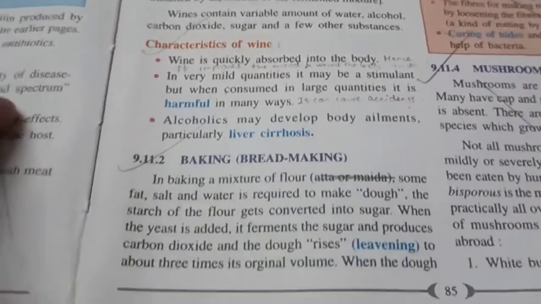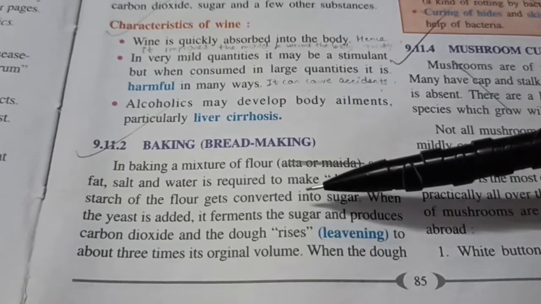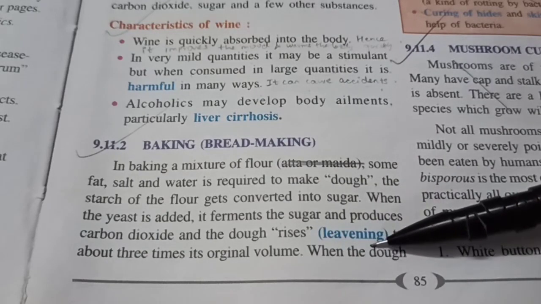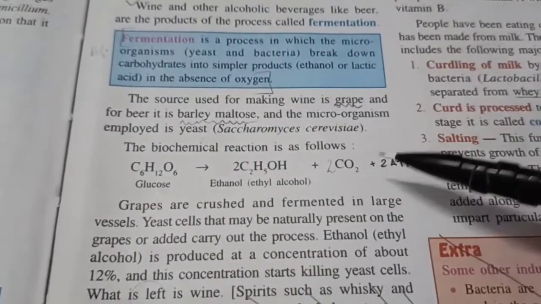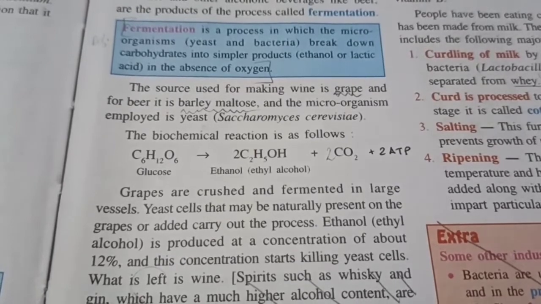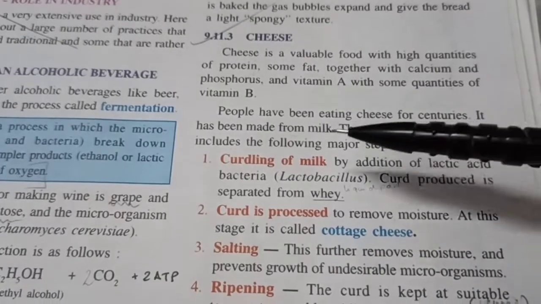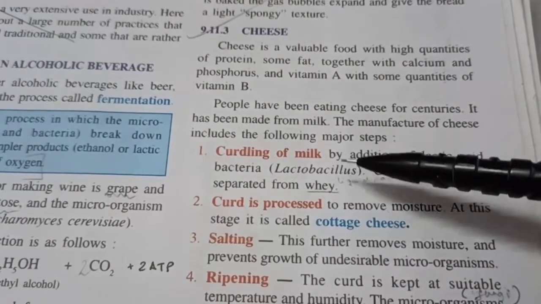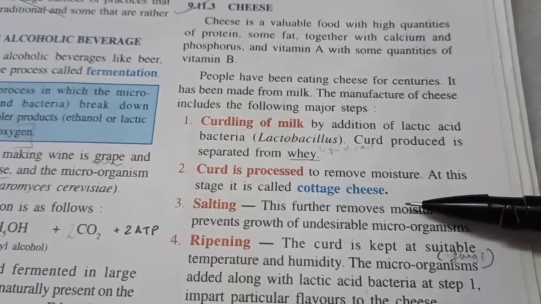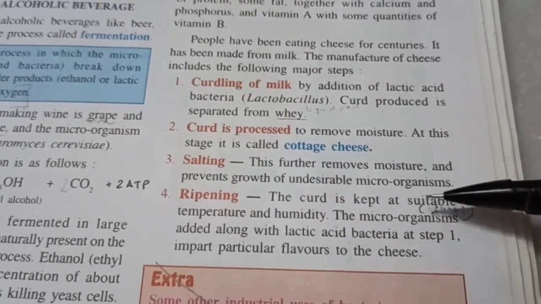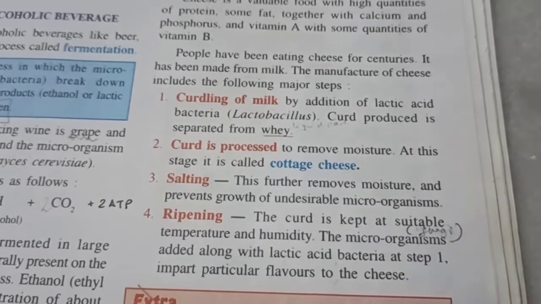Yeast are also used in baking to make the dough for bread or cake. Some yeast is added so that the dough rises, which is called leavening. Because through fermentation, they are releasing carbon dioxide gas, which will make the bread or the cake porous and spongy. It is also useful in making cheese, which has 4 steps. First, curdle the milk with the help of some bacteria, of course. Then remove all the moisture to make cottage cheese. Salt it so that undesirable germs don't grow, and then ripen it. The fungi added in the first step will give particular flavor to the cheese in the end.